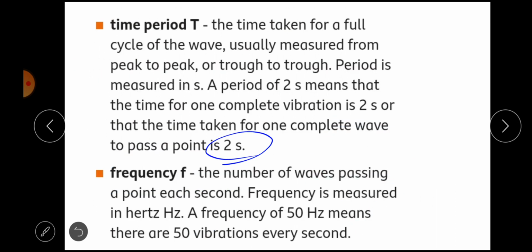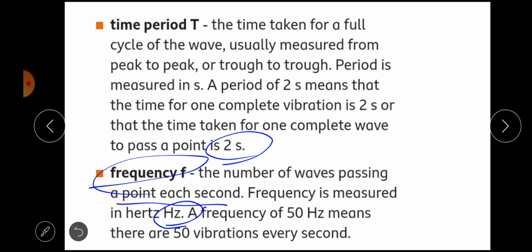And then we have another quantity which is called frequency. We use the small letter f to represent frequency. Then what is frequency? Frequency is the number of waves passing a point each second. The number of waves passing a point per second. Frequency is measured in hertz. So that is the unit of frequency. Or we use Hz to write this unit symbol.